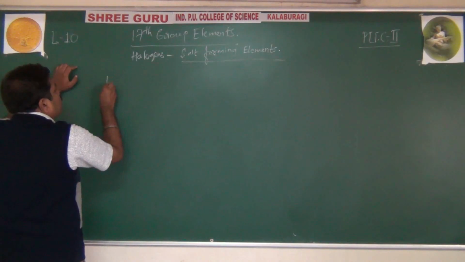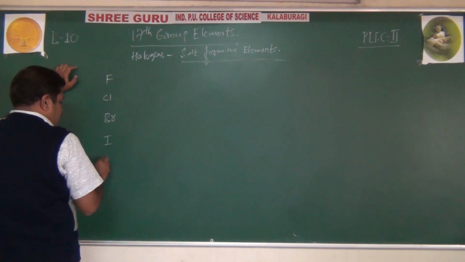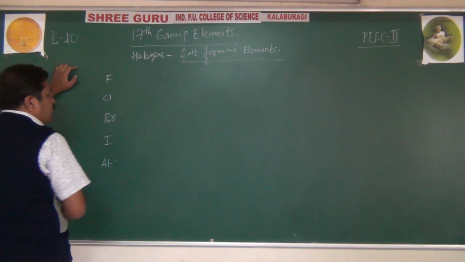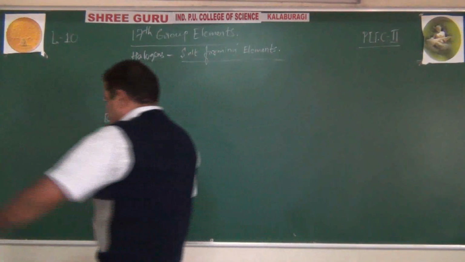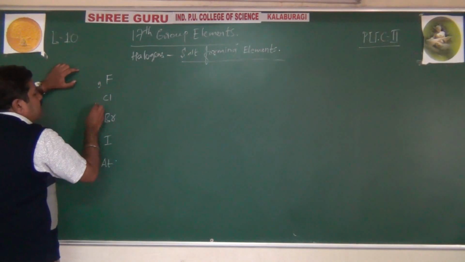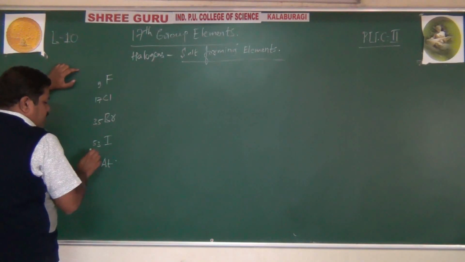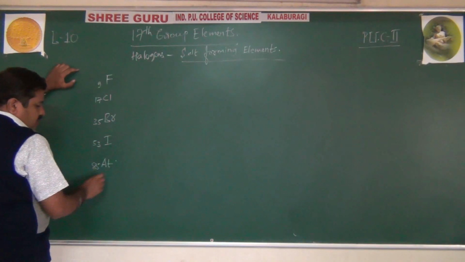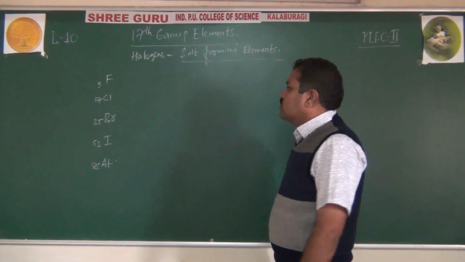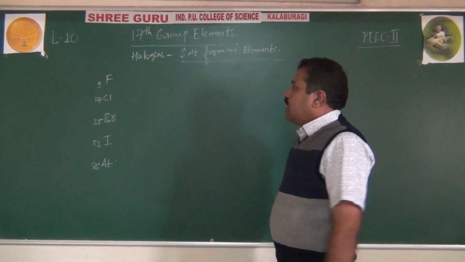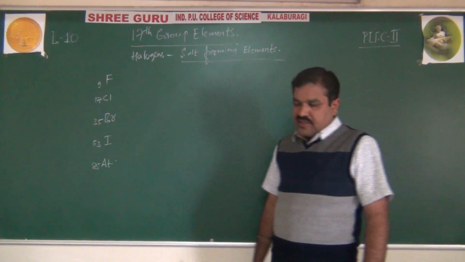You know, fluorine, chlorine, bromine, iodine, and astatine. The atomic number of fluorine is 9, 9 plus 8 is 17, 17 plus 18 is 35, 35 plus 18 is 53, 53 plus 32 is 85. And astatine is the radioactive halogen.